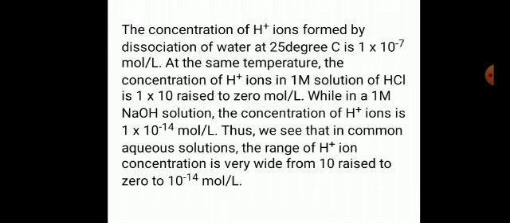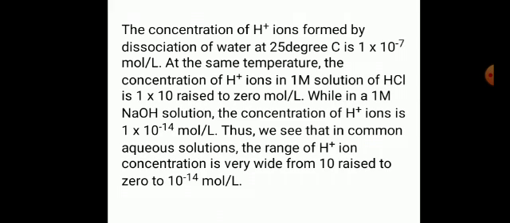The concentration of H plus ions formed by dissociation of water at 25 degree centigrade is 1 multiplied by 10 raised to minus 7 mole per liter. At the same temperature, the concentration of H plus ions in 1 molar solution of HCl is 1 multiplied by 10 raised to 0 mole per liter. Means 1 molar solution of HCl has pH 0, while in a 1 molar NaOH solution the concentration of H plus ions is 1 multiplied by 10 raised to minus 14 mole per liter. Means 1 molar NaOH solution has pH 14.